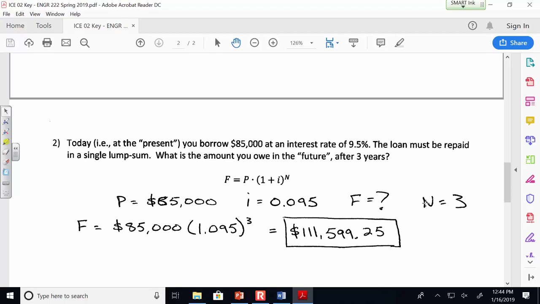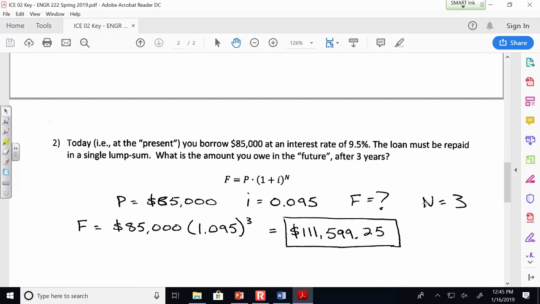Now, this formula, F equals P times (1 plus I) to the n, accounts for something called compounding. Maybe some of you are already familiar with compounding. We're going to discuss compounding in more detail in the future, but the first glance of that concept is that when there's compounding, you have to pay interest on the interest.